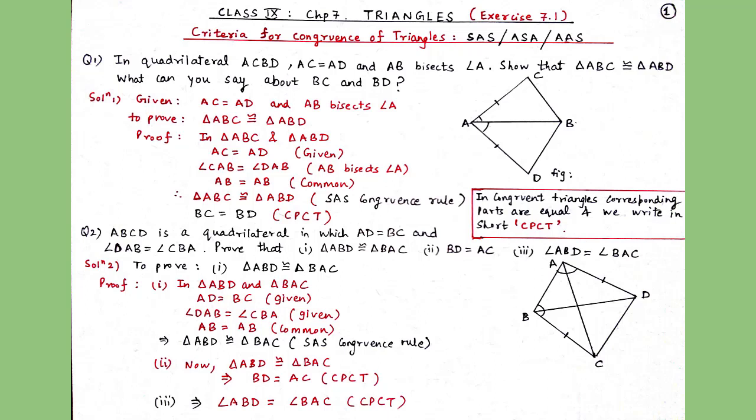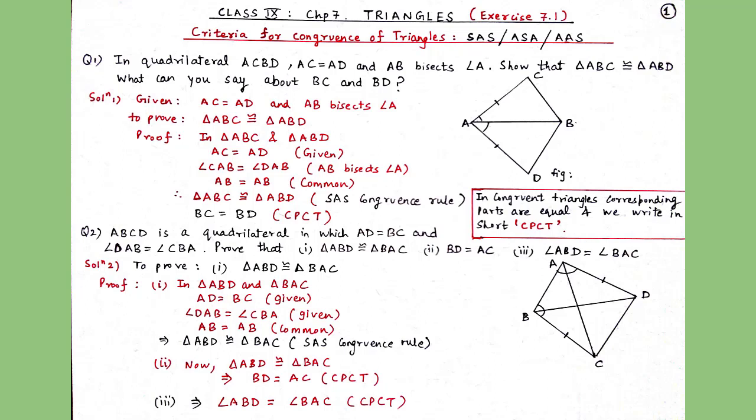So we will consider both the triangles, that is, triangle ABD and triangle BAC. In these two triangles, AD is equal to BC, which is given in our question, and angle DAB is equal to angle CBA, which is also given in our question, and AB is equal to AB, which is a common side. So from here, students, we can say that triangle ABD is congruent to triangle BAC by side angle side congruency criteria.